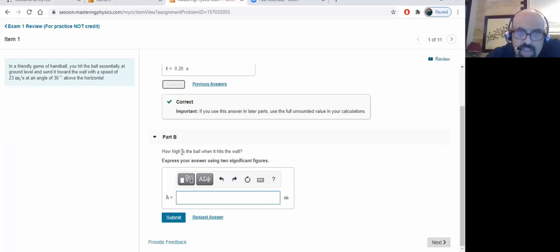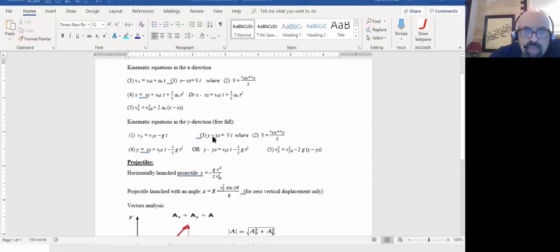Okay, in part B, it asks you about the value, the final y. So how high is the ball when it hits the wall? So now if you go back here and write the information we are given to figure out the equation we need to use, we need an equation that has y. So let's look at the list of the equations here. We need an equation that has y. So we are focusing now on those values here.